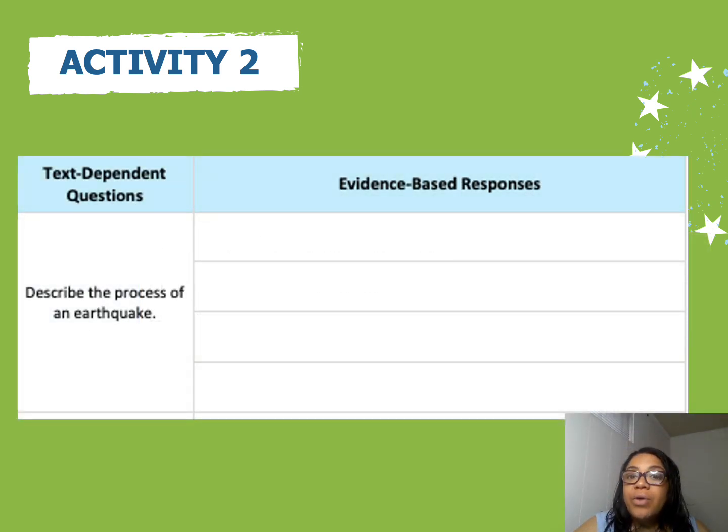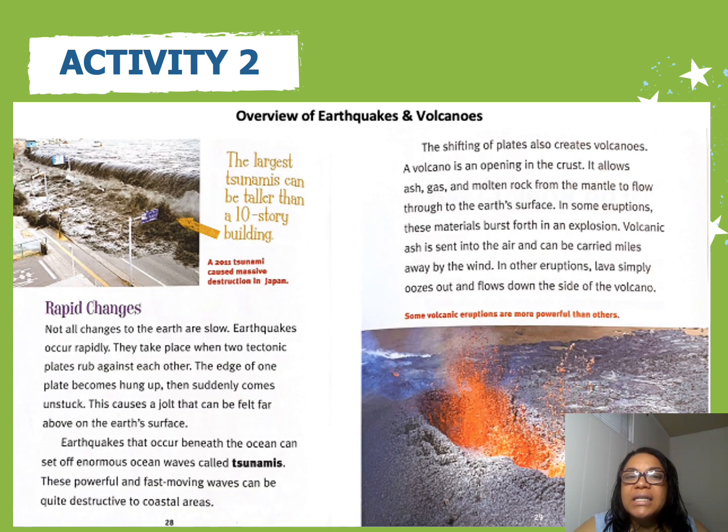Our prompt is to describe the process of an earthquake. I remember that the first text of the overview provided information about earthquakes, so let's turn back to the overview. In your packet, you will see this part of the text next to the question to help you focus on finding the answer. Let's take a look at the first page of the overview. Let's reread so that we can find evidence to help us describe the process of an earthquake.